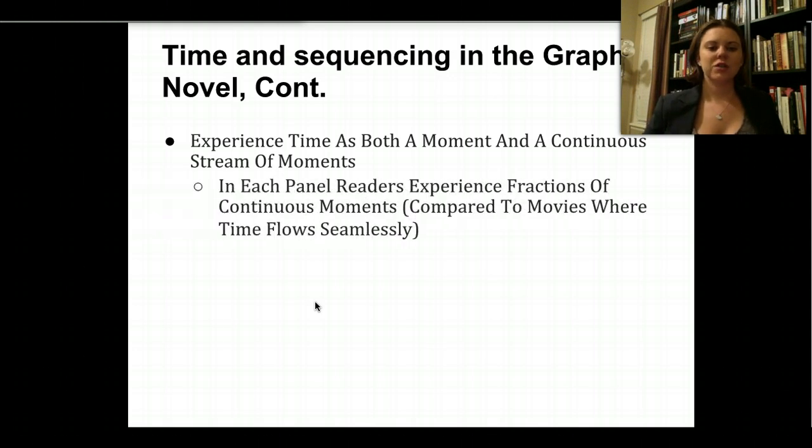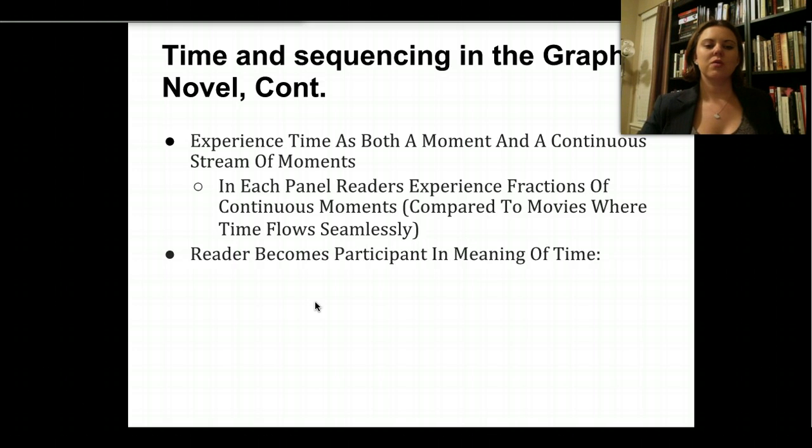In each panel, readers experience fractions of continuous moments. We never get a continuous stream in a comic. Like I said, in a movie, we get that time flowing seamlessly, whereas in the comic, it's a moment, a moment, a moment, and those combined together create that sequence. Because of that, the reader then becomes a participant in the meaning of time.